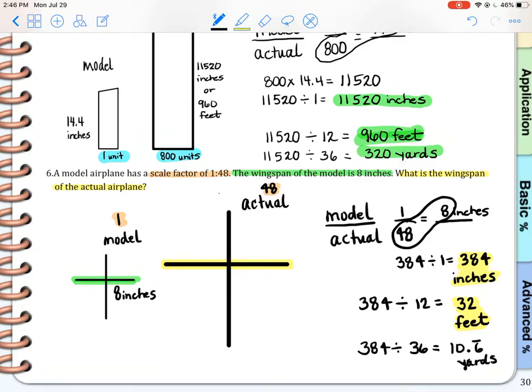So any of those answers would be appropriate. They're all equivalent forms. They're just in different units. But my guess, the most logical to me anyway, would be the 32 feet. But all of those could be possible answers.